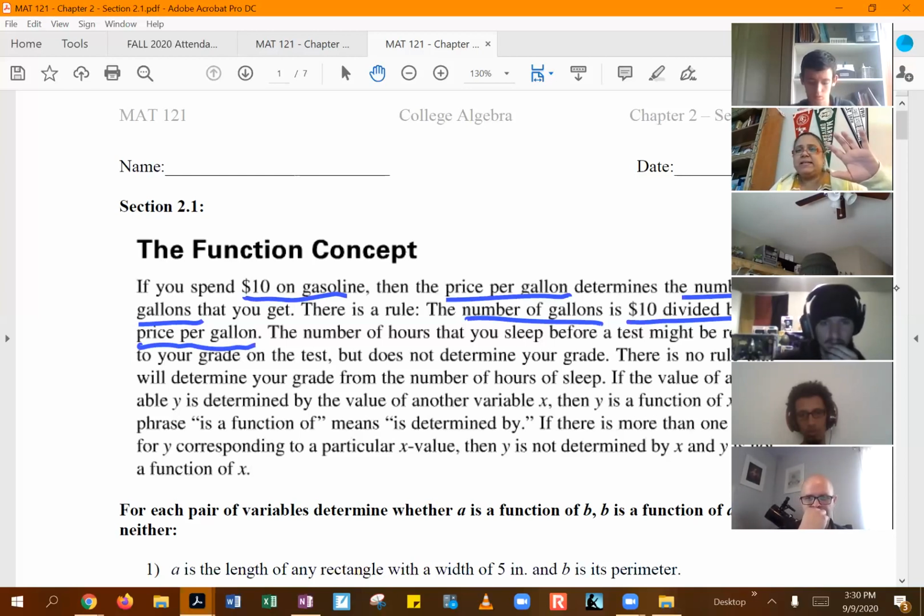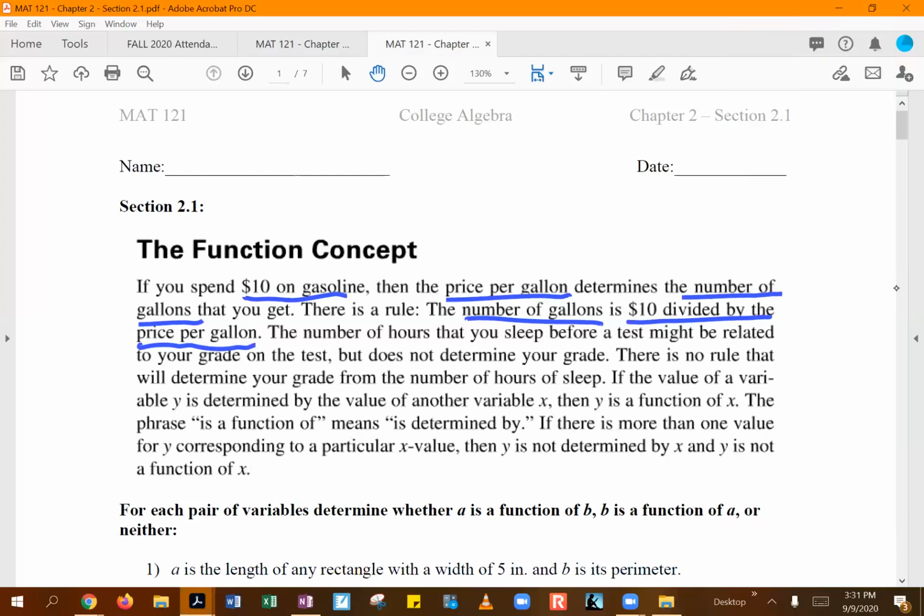So the gasoline example, we can definitely define as being a function because we were able to calculate the number of gallons based on the price per gallon when we know we're spending $10, but we cannot use that same relationship with the number of hours and the grade you make on an exam.